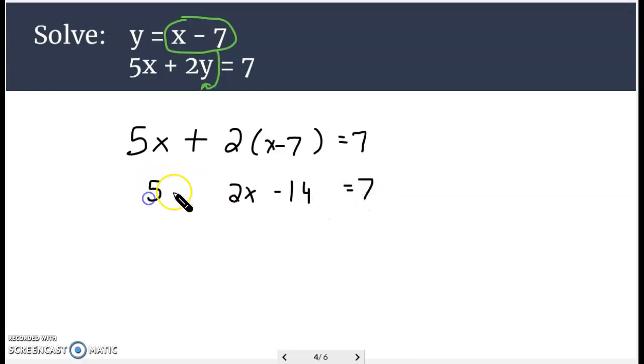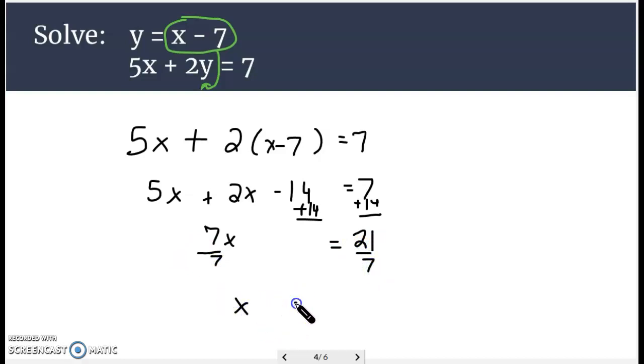I have 5x. Alright, 5x and 2x makes 7x. I'm going to add the 14 to both sides as well. Trying to solve for x, solve for a variable. And 7 plus 14 is 21. We're now going to divide by 7. 21 divided by 7 is 3. Alright, so we now have x equal to 3.